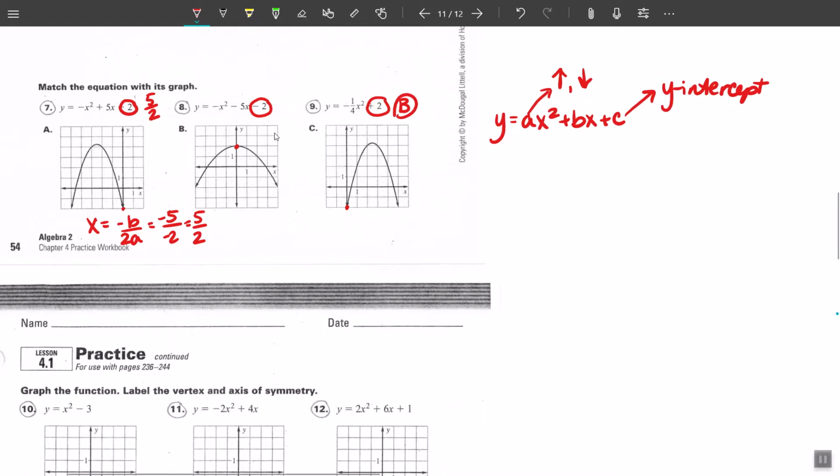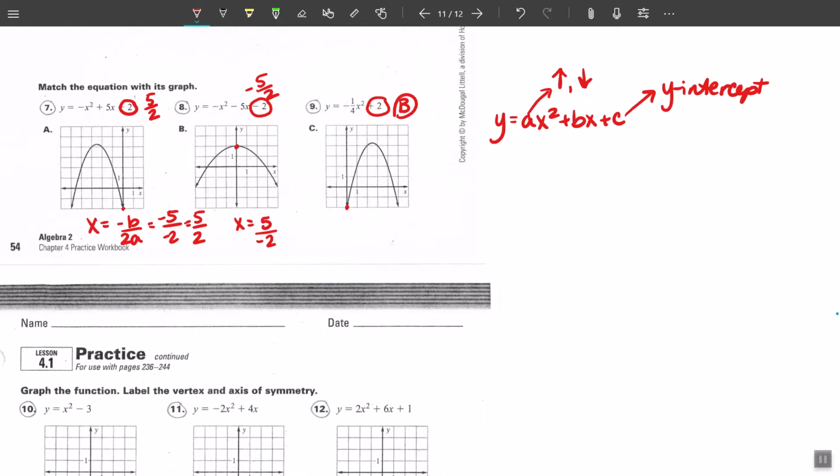For number 8, the axis we'll calculate the same way: the opposite of B, which in this case is going to be a +5, and then divided by 2A, which will give you a -2. So the axis for this one is x = -5/2.